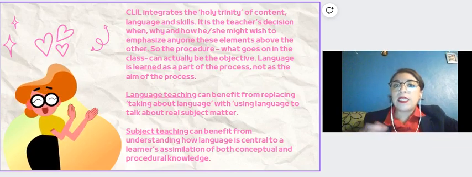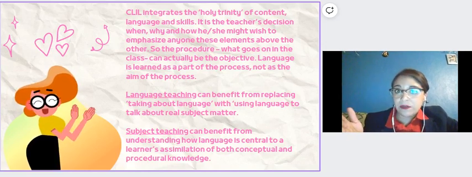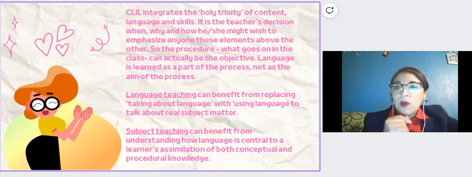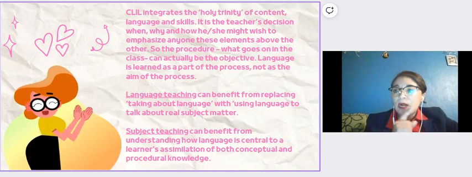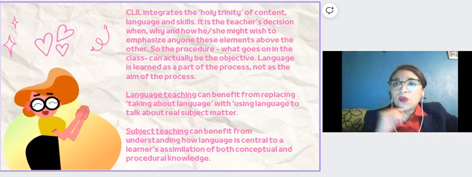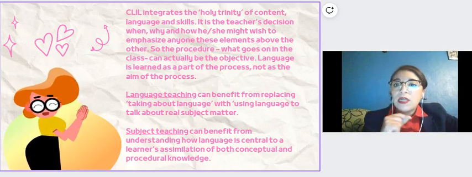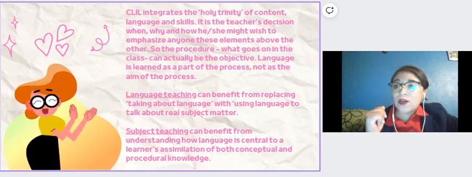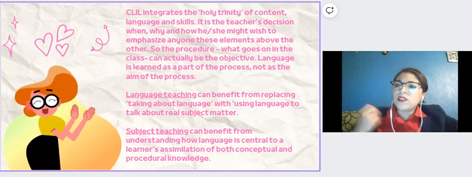So the procedure is whatever goes in the classroom can actually be the objective. So language is learned as part of the process, not as the aim of the process. Like what I was saying, we can learn about clothes, we can learn about numbers, we can learn about everything, but we are not learning the language per se. We're learning about counting, and we're learning about which clothes am I wearing.